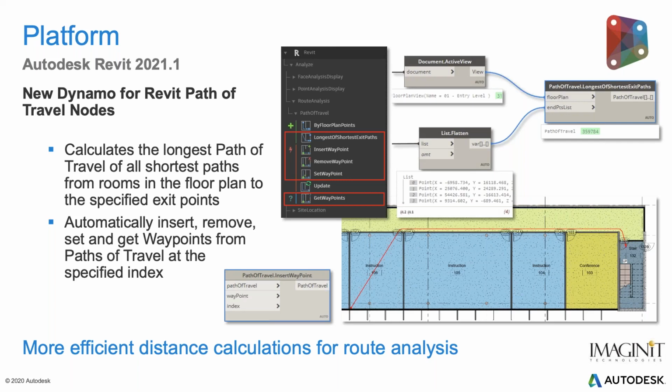Some of the examples of what this might be used for: one of the things it does is calculate the longest path of travel and the shortest path from specific rooms that you can specify to different exit points. So you can see which the longest path is going to be. You can also automatically insert, remove, and set waypoints from a path of travel based on a specified index. This is really going to make your distance calculations and route analysis a little bit more efficient.